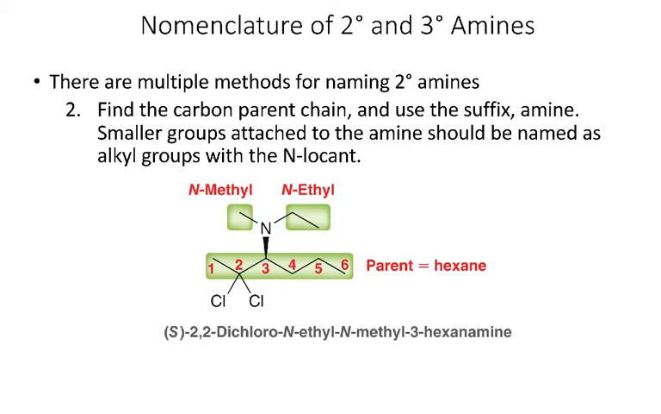And so then the name of this compound, if we did the stereochemistry, we would see that this chiral center is S. So the chloro, C, comes before the ethyl, which comes before the methyl. So this would be S, 2,2-dichloro, N-ethyl, N-methyl, 3-hexanamine.